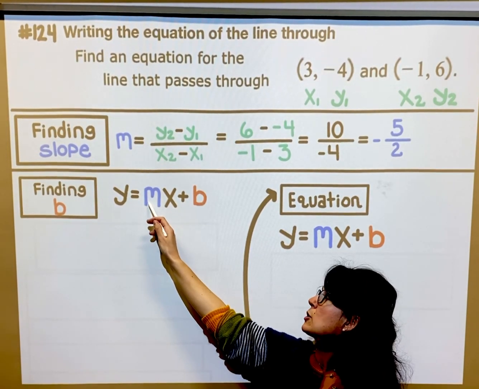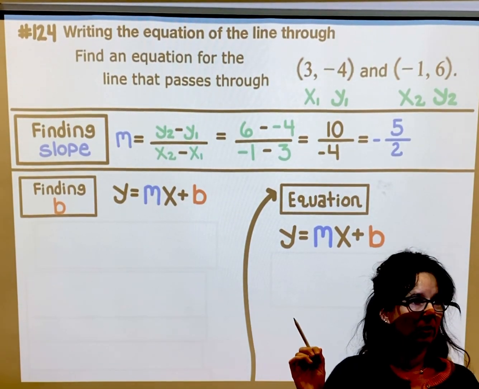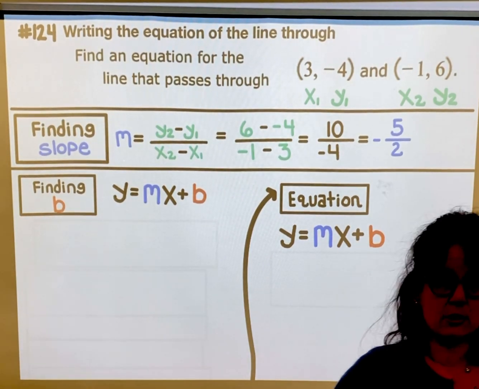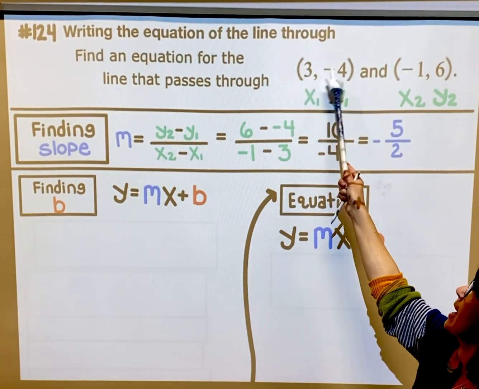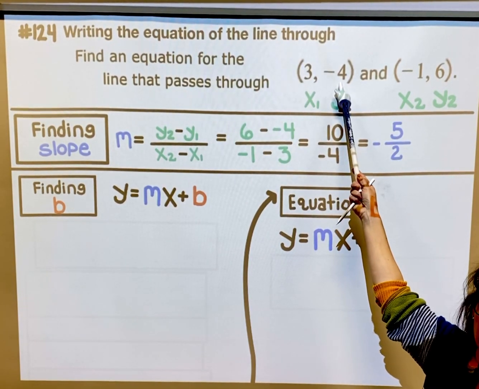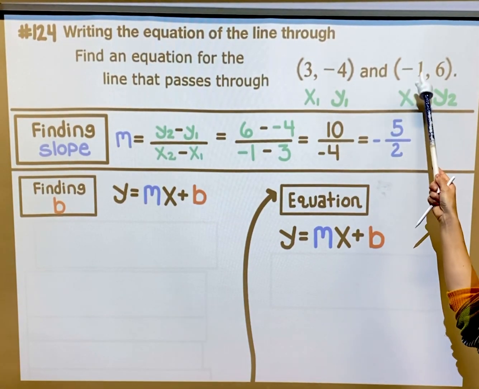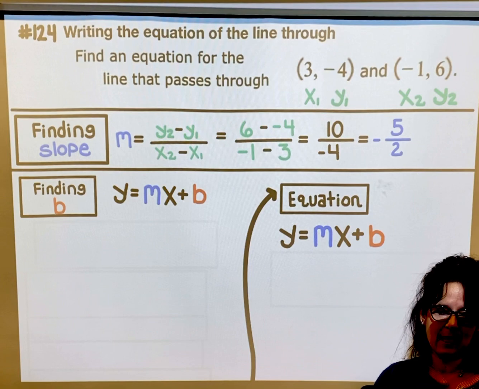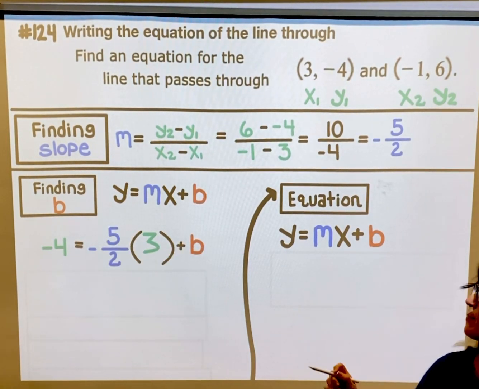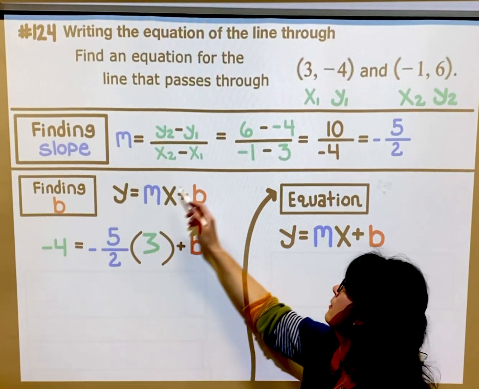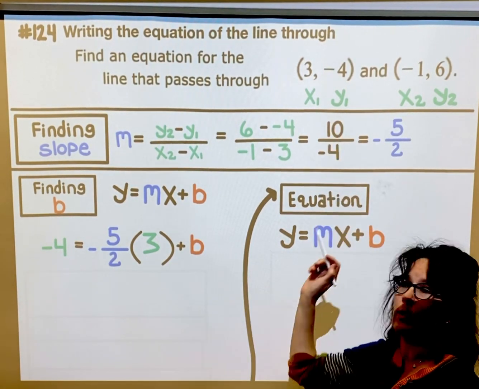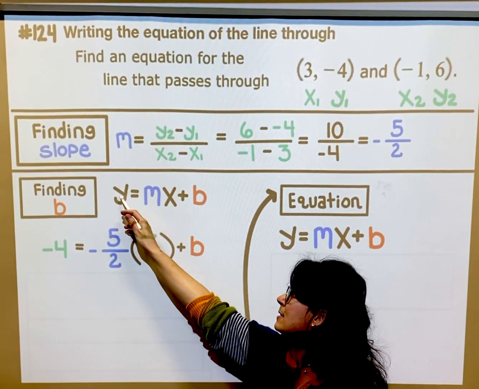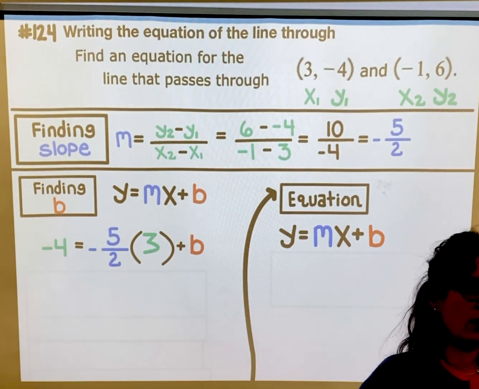Now we just found m, so I can replace the m with -5 over 2. And we want to replace the x and the y. We have 2 options. I could use 3 for x and -4 for y. Or I could use -1 for x and 6 for y. It doesn't matter which one you decide to go with, you'll get the same answer. I went with 3, -4, so I went with this point right here. So my x became 3, my slope became -5/2, and my y became -4.